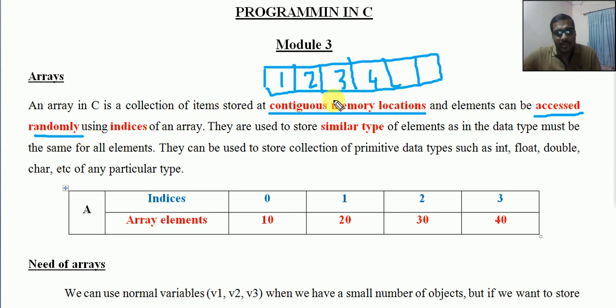Any element can be accessed randomly. If this is the element that is to be accessed, I can access that. If this is the element that is to be accessed, that can also be done. Similarly, from any of these contiguous memory locations, I can refer and access the member from that particular location.